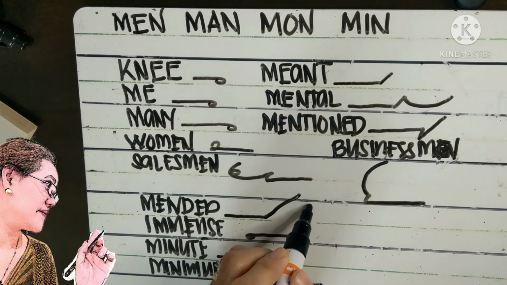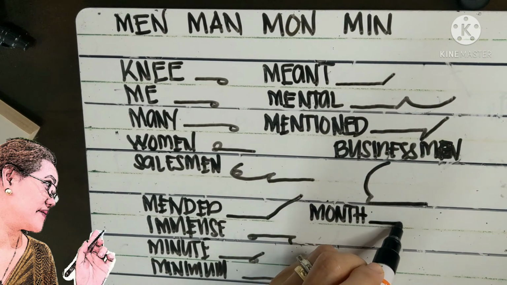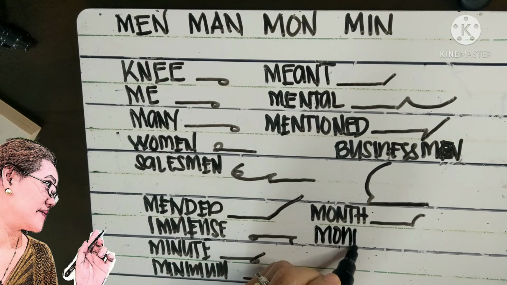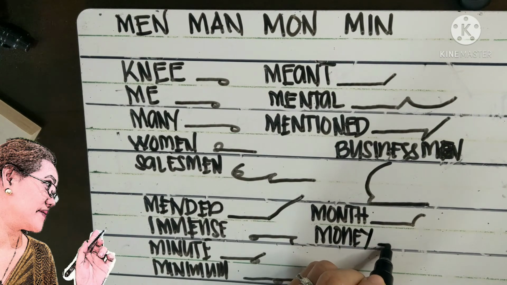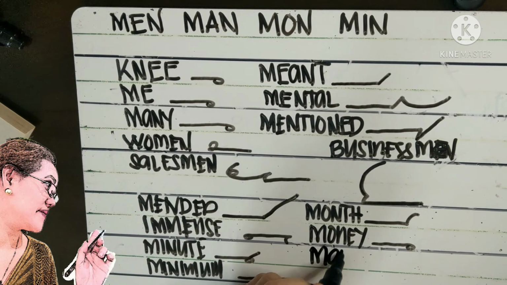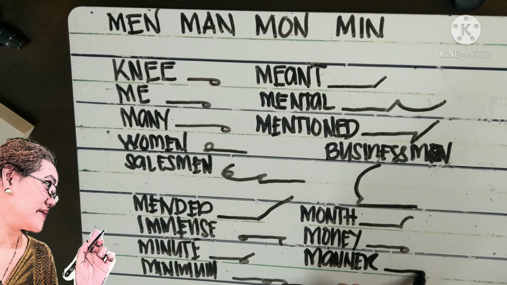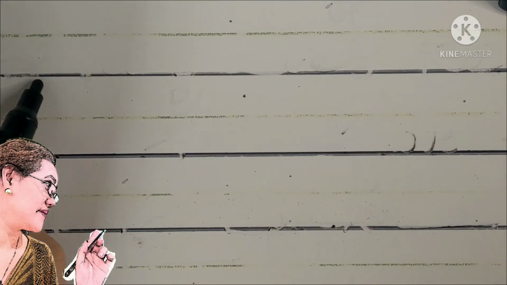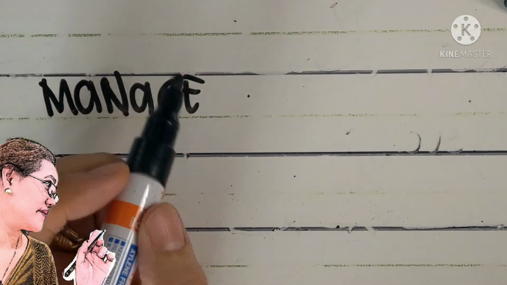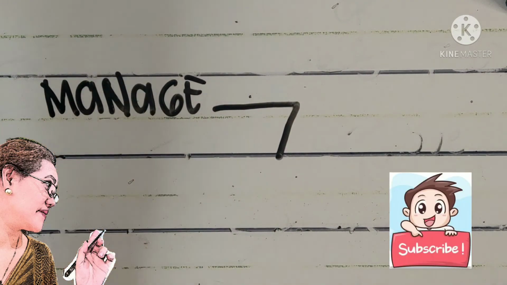Next, month, MN over it. Money, MNE. Manner, MNR. Okay, manage, that is MNJ. Manage.